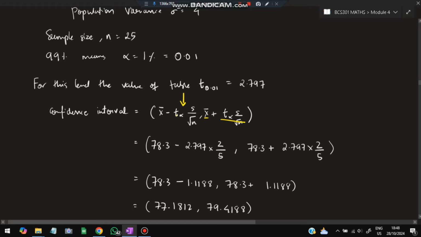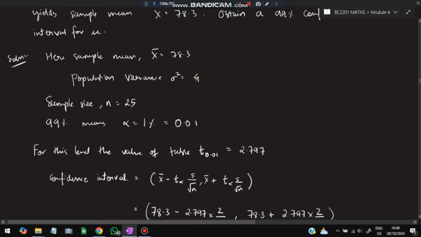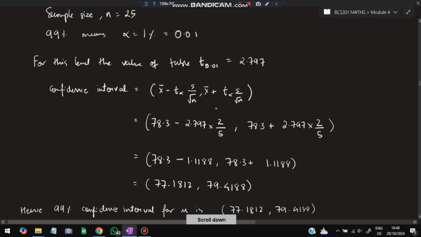Now these values we have: t alpha value is 2.797 from the table, and s value is 2, and n is 25, so square root of n is 5. And s is given to us here. S is the square root of the variance. The standard deviation is nothing but the square root of variance. So square root of 4 is equal to 2. So substitute the s value here and find out the answer. You'll get the limit here. This is the lower end and this is the upper end. So this is the confidence limit for 99%.